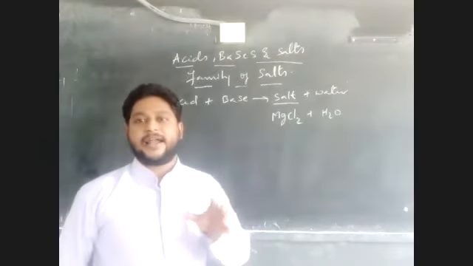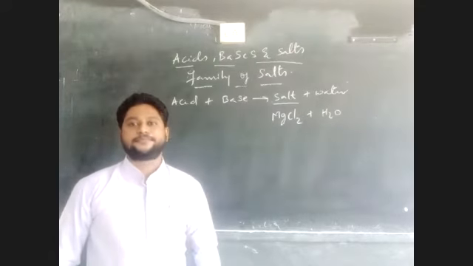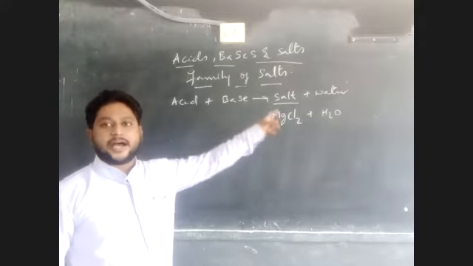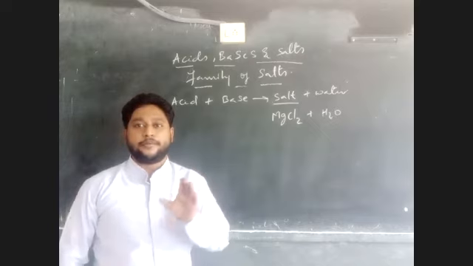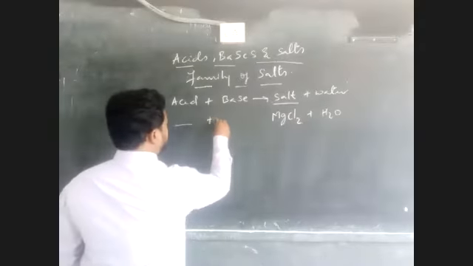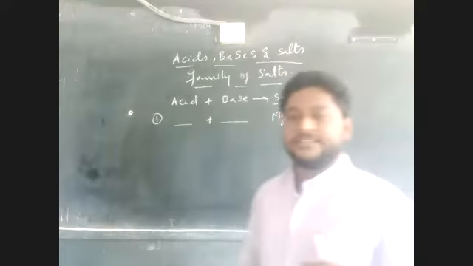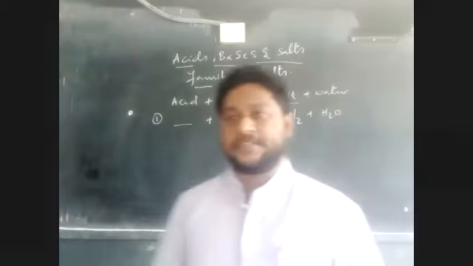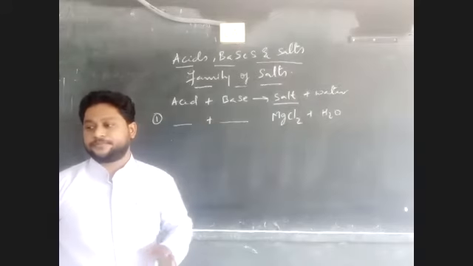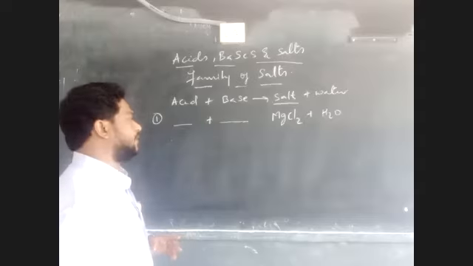Identify the acid and base. What acid and base react so that the obtained salt will be MgCl2, magnesium chloride? I hope you have understood. What is the acid and what is the base to give the salt MgCl2 and water? So what is the acid? How do I identify the acid?